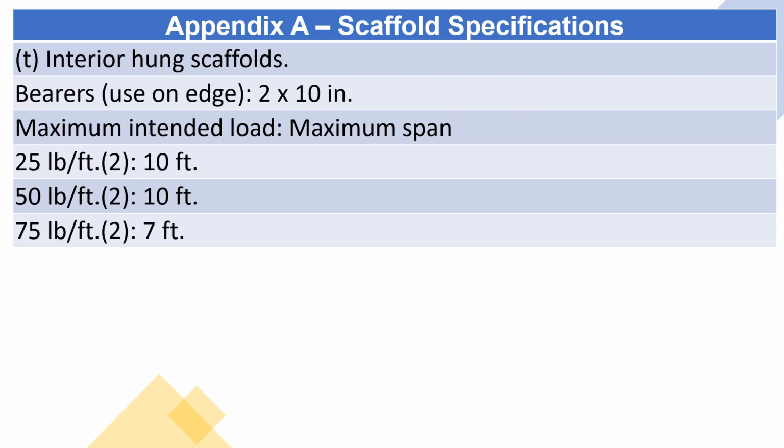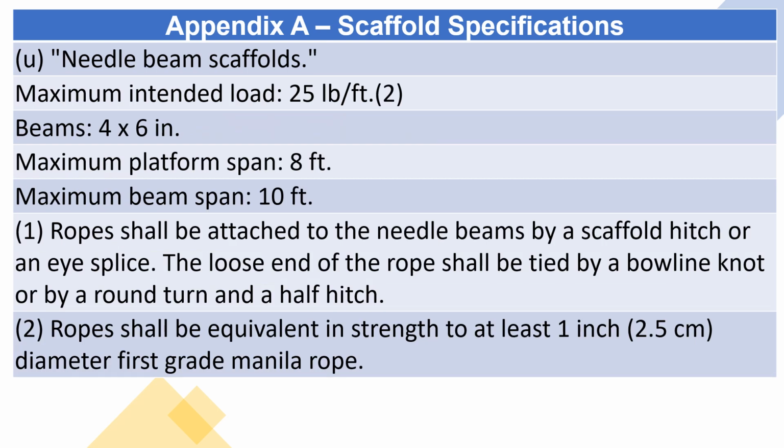T. Interior hung scaffolds. Bearers, use on edge 2 by 10 inches. Maximum intended load, maximum span: 25 pounds per square foot, 10 feet; 50 pounds per square foot, 10 feet; 75 pounds per square foot, 7 feet. U. Needle beam scaffolds. Maximum intended load, 25 pounds per square foot, beams, 4 by 6 inches. Maximum platform span, 8 feet, maximum beam span, 10 feet. 1. Rope shall be attached to the needle beams by a scaffold hitch or an I-splice.